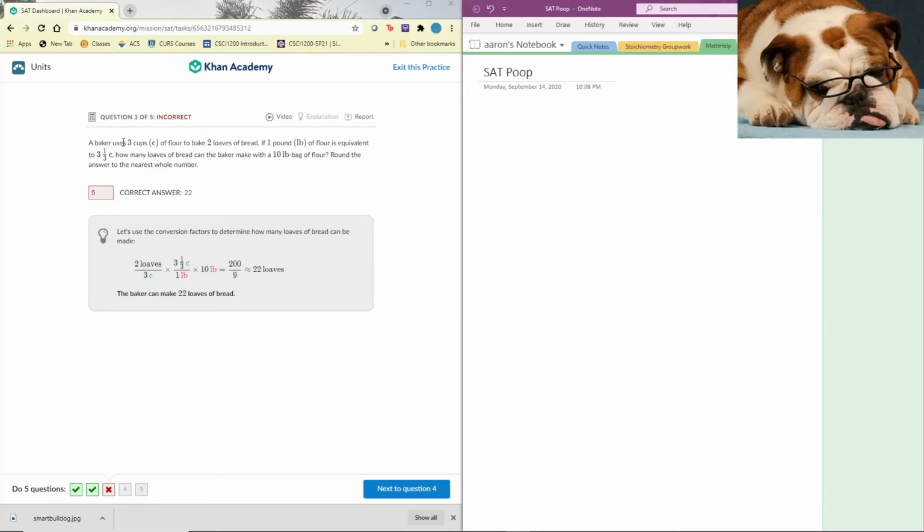So a baker uses 3 cups of flour to bake 2 loaves of bread. So every 2 loaves cost 3 cups to make. You need 3 cups for every 2 loaves. Okay. But we don't have cups, we have pounds.